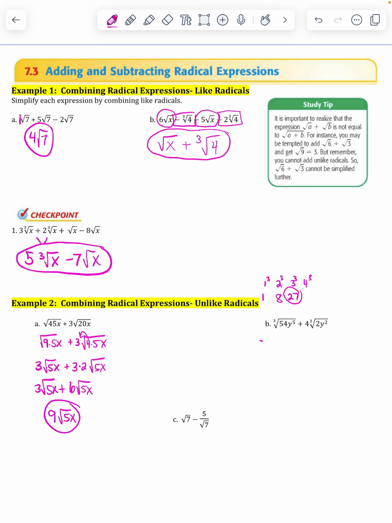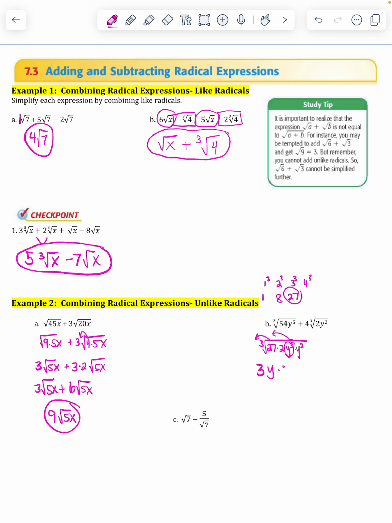So what I would do is rewrite 54 as 27 times 2, and then I'm going to rewrite y to the 5th power in groups of 3. So we would have 1 y to the 3rd, and we would have a y squared as well in order for it to still equal y to the 5th power. So I'm just rewriting that, and then I'm going to simplify. The cube root of 27 comes out and it turns into 3. And the cube root of y to the 3rd right here also comes out and it'll turn into a y.